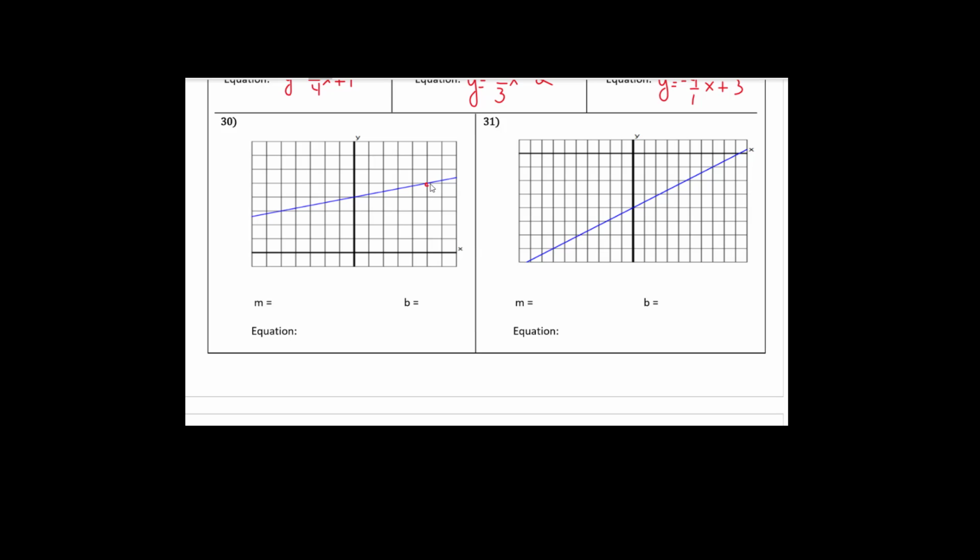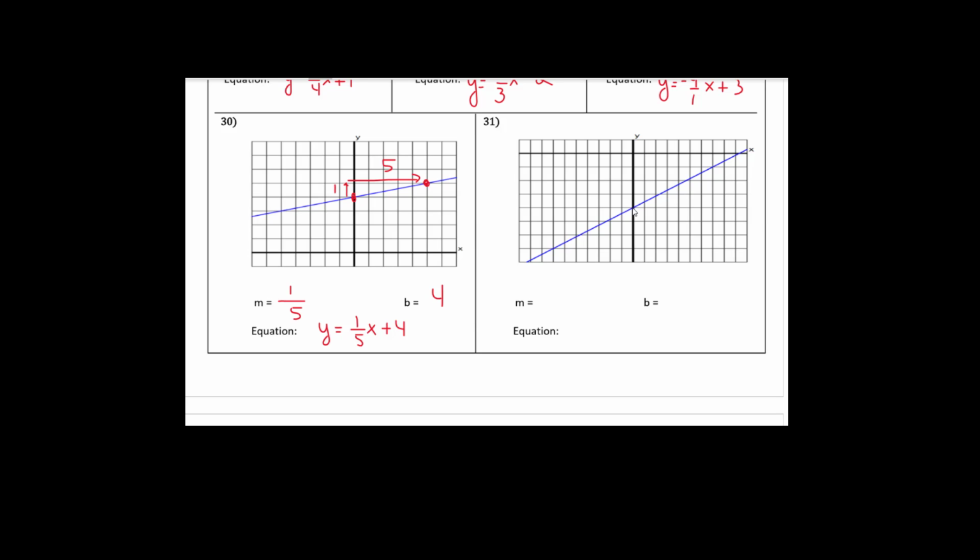Find two good points. There's a good point right there, good point right there. The rise would be 1, and the run would be 5. So this would be 1 over 5. Our y-intercept is at 4. So this would be y equals 1 over 5 x plus 4.